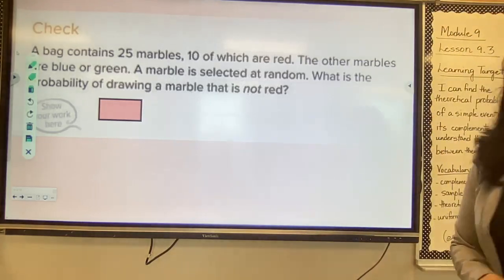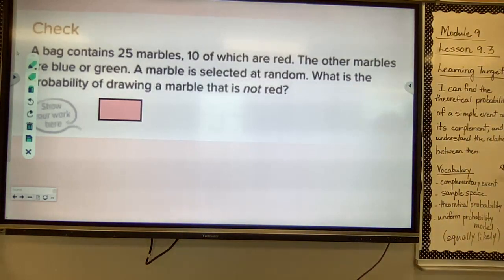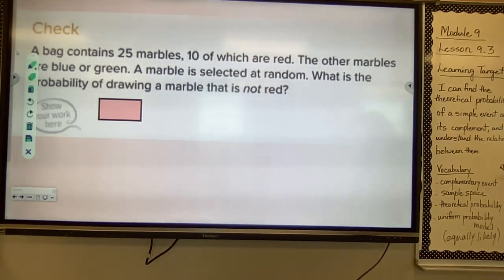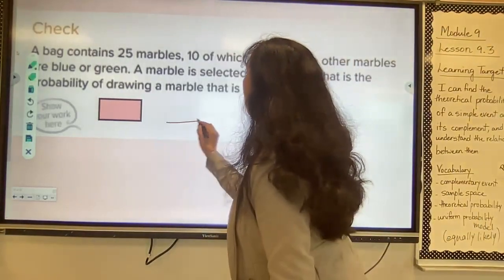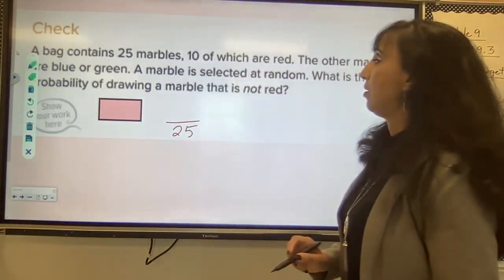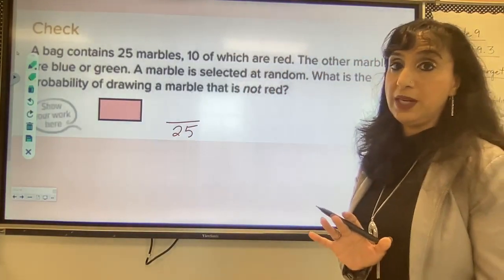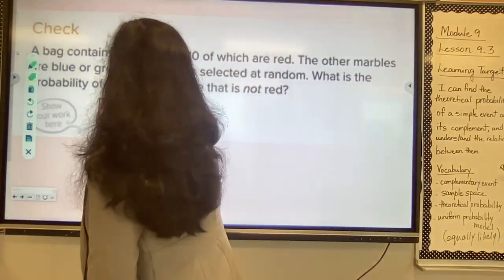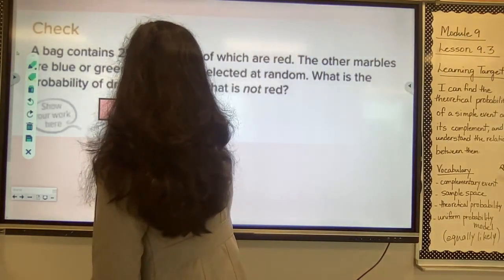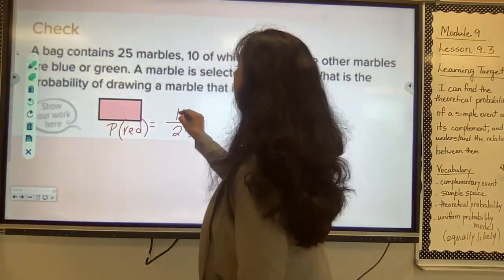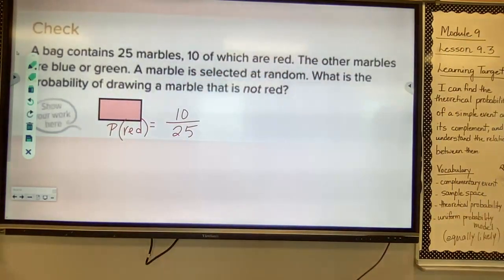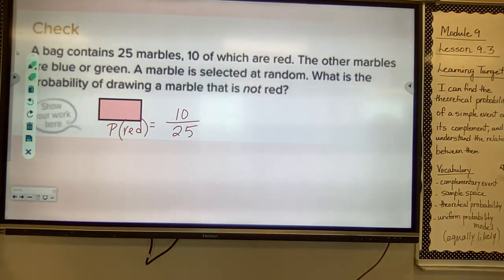Okay, so basically, again, what are we trying to do? We are trying to find complementary events. So let's do it this way. We can check how many marbles overall. We have 25, so the total outcomes go here. First I'm just doing the probability of red. And how many red do I have? I have 10. So if the probability of red is 10 over 25, what is the probability of not red?